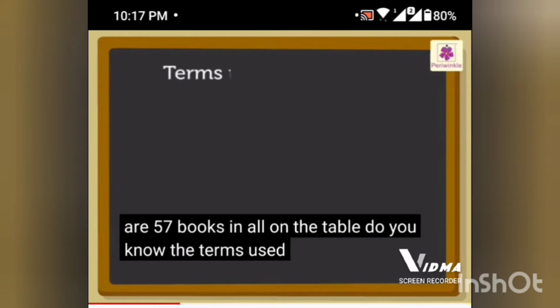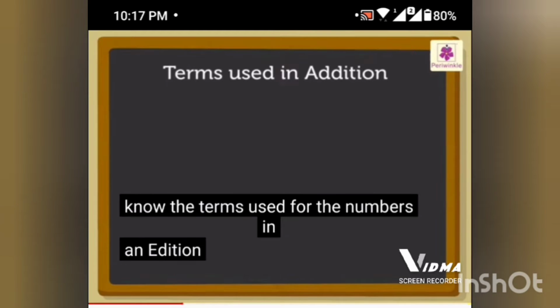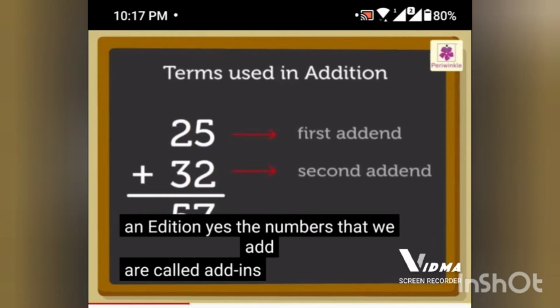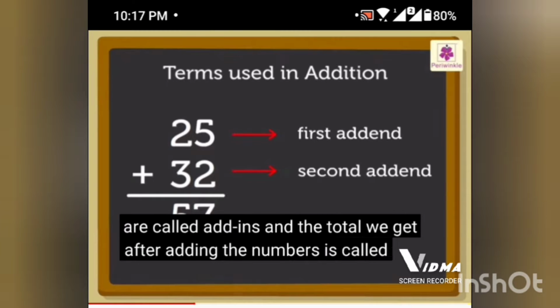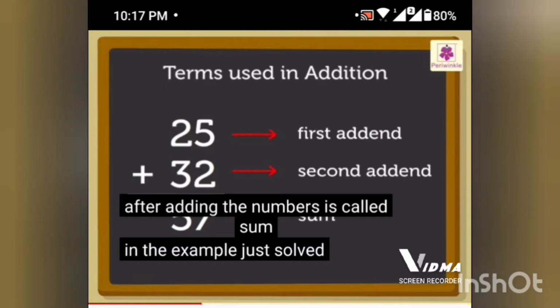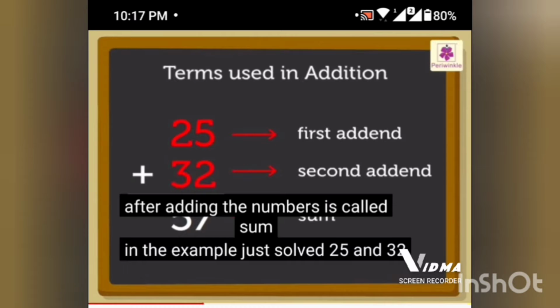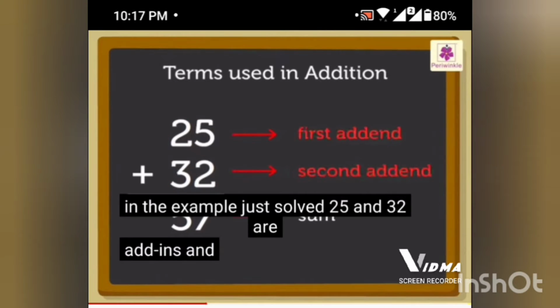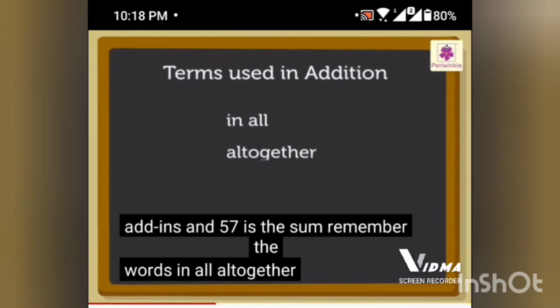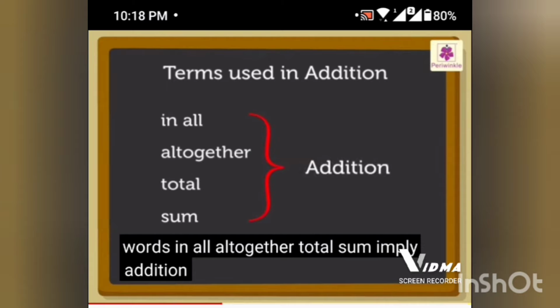Do you know the terms used for the numbers in an addition? Yes, the numbers that we add are called addends. And the total we get after adding the numbers is called sum. In the example just solved, 25 and 32 are addends and 57 is the sum. Remember, the words in all, altogether, total, sum imply addition.